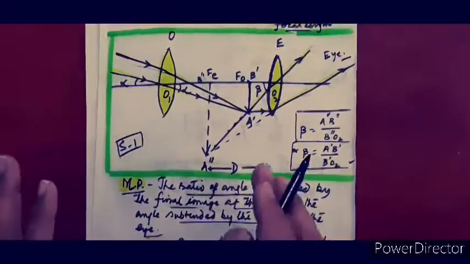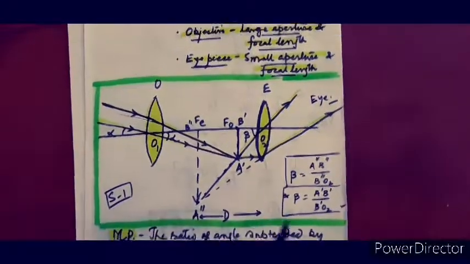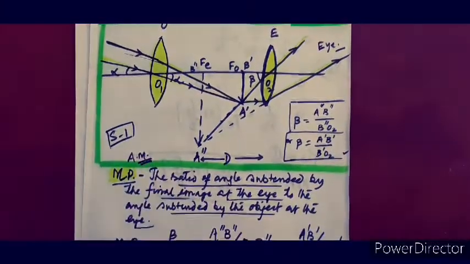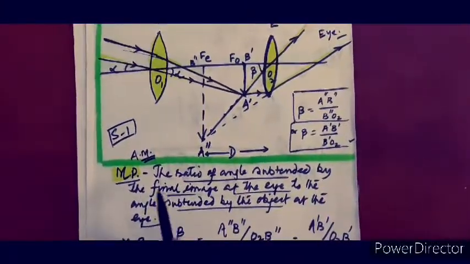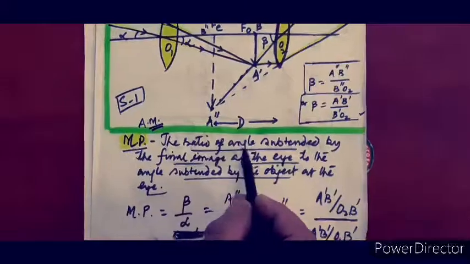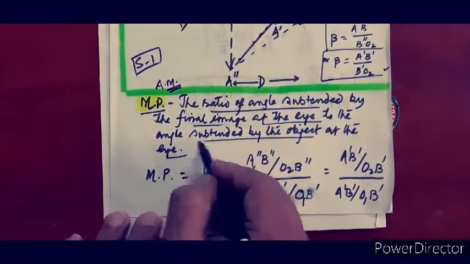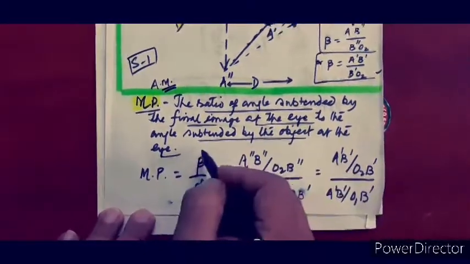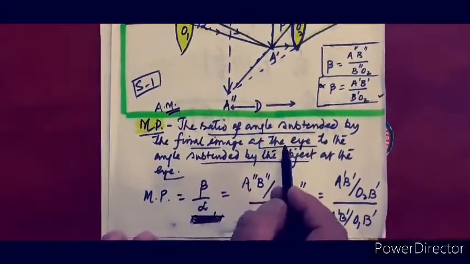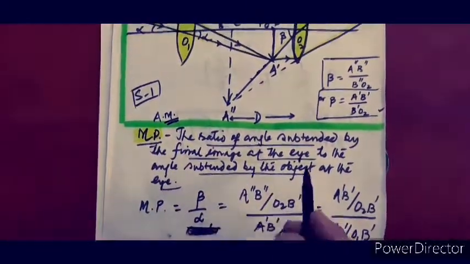Now our purpose is to find the magnifying power or angular magnification. Another name of magnifying power is angular magnification. Now, what is the meaning of magnifying power? A little bit of change is there in comparison to the microscope. Magnifying power is the ratio of the angle subtended by the final image at the eye to the angle subtended by the object at the eye. Both are at the eye.